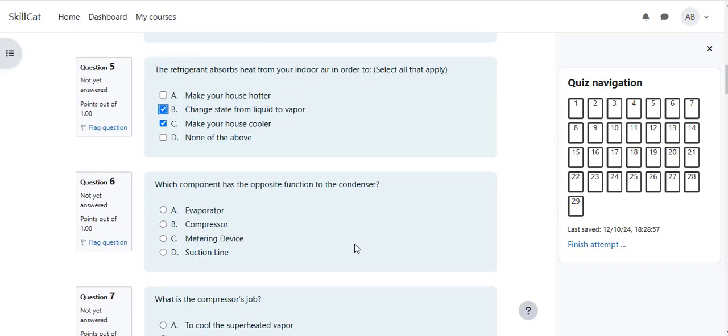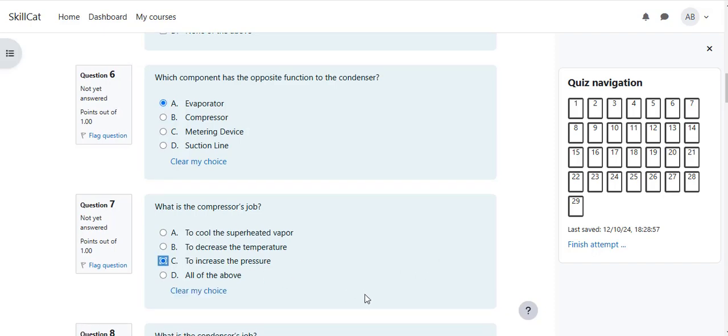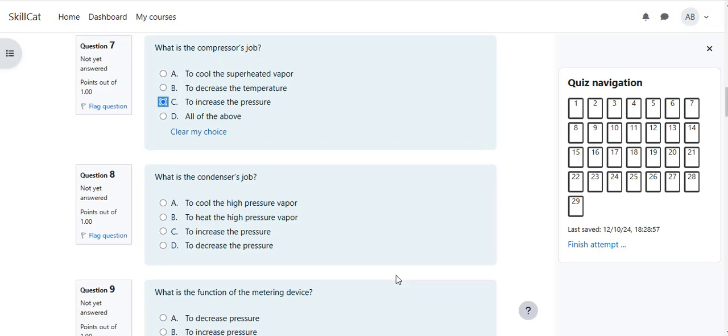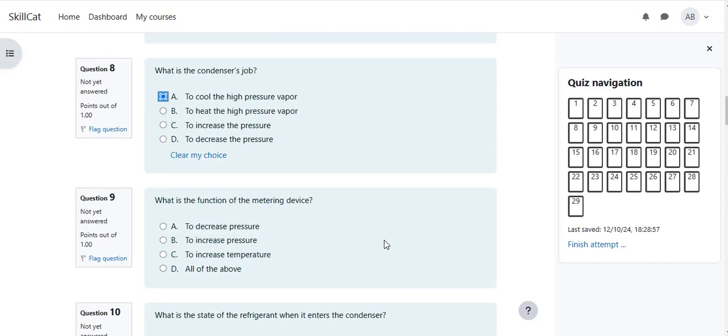Which component has the opposite function of the condenser? The evaporator. What is the compressor's job? To increase the pressure. What is the condenser's job? To cool high pressure vapor. What is the function of the metering device? Decrease pressure.